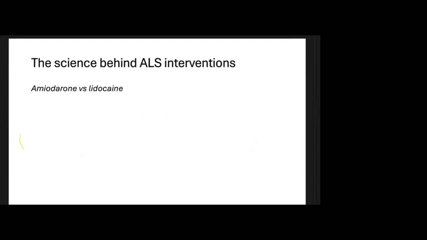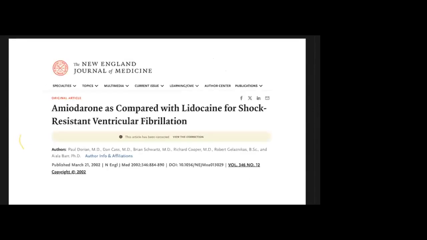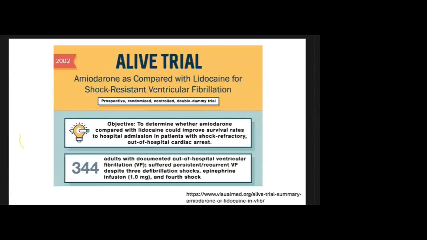All right. One last controversial topic. We're going to talk about which antiarrhythmic to use, amio or lido. So this was a trial from 2002. And it really drove out-of-hospital cardiac arrest care for a while with regards to which antiarrhythmic we use. This was amiodarone as compared to lidocaine for shock-resistant VFib, aka the ALIVE trial. But it is still a pretty noteworthy trial to discuss, even though it's 22 years old.